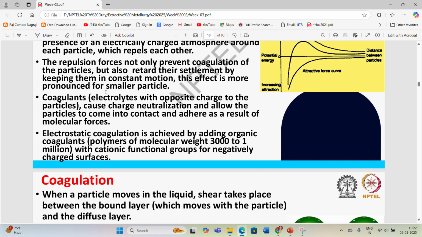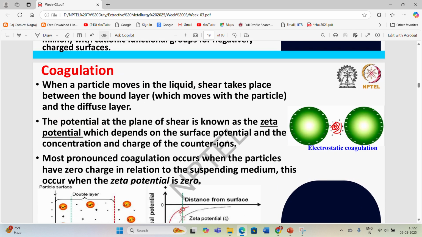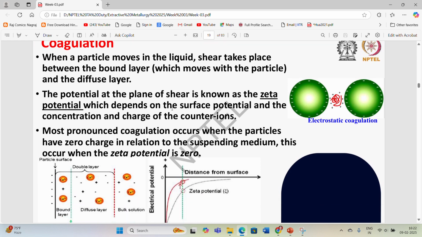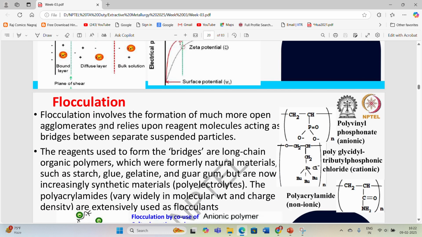So before adding the chemicals, we need to analyze the surface properties of the particle which we want to coagulate. When a particle moves in the liquid, shear takes place between the bound layer, which moves with the particle, and the diffuse layer. The potential at the plane of shear is known as the zeta potential, which depends on the surface potential and the concentration and charge of the counter ions. Most pronounced coagulation occurs when the particles have zero charge in relation to the suspending medium. This occurs when the zeta potential is zero.